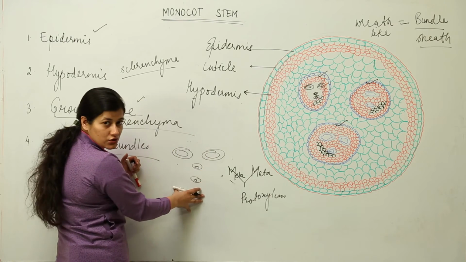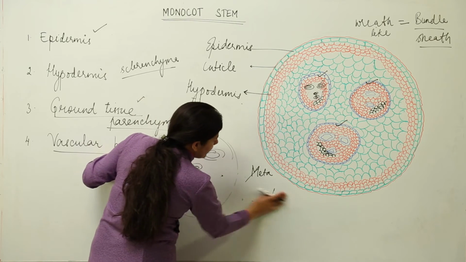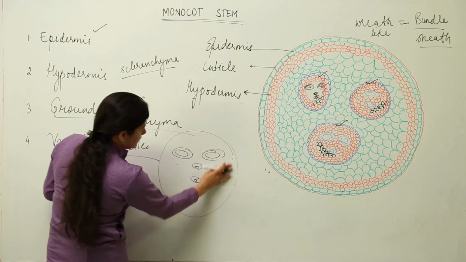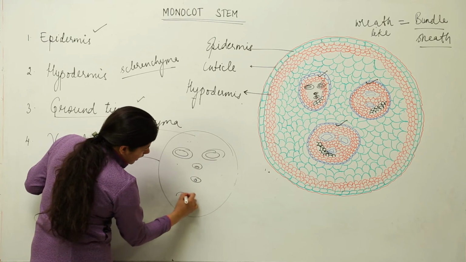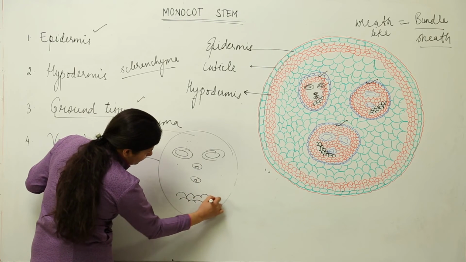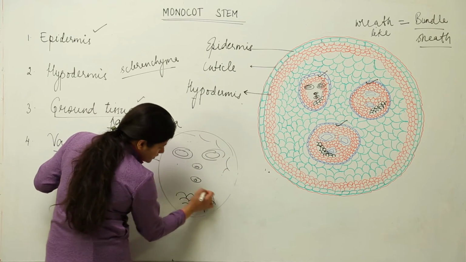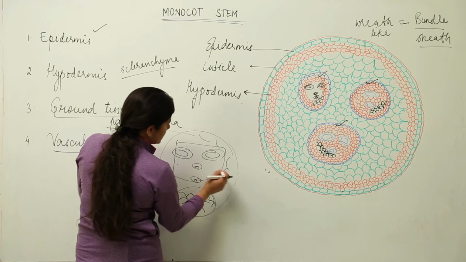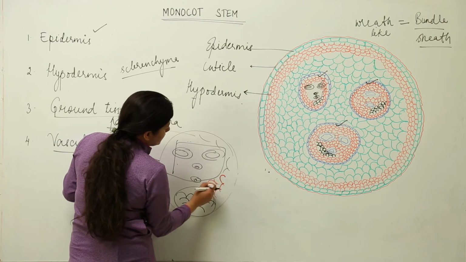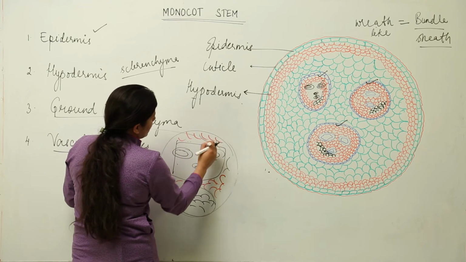Now, once you have understood how the xylem is arranged, you don't have to pay attention to how it looks at this stage when you're representing the transverse section. This is the xylem, and outside to it lies the phloem. Now, inside the vascular bundle, this is phloem, this is xylem, and the rest of the part is again the parenchymatous tissue that would surround the vascular bundles.